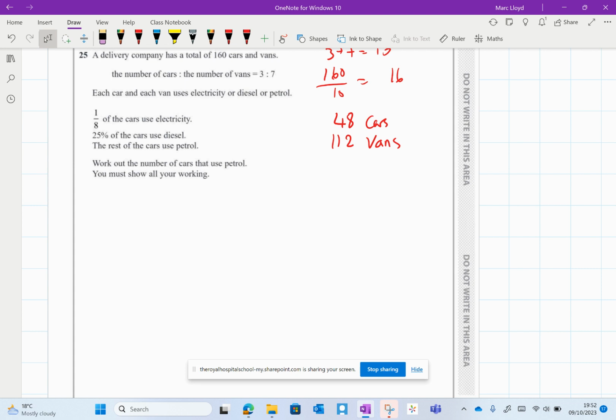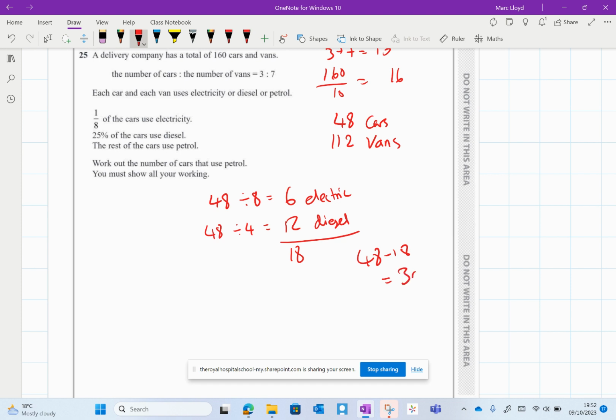Right, 1/8 of the cars use electricity. 25% of the cars use diesel, the rest of the cars use petrol. Work out the number of cars that use petrol. So when I've got 48 cars, I'm going to have to get rid of an eighth. 48 divided by 8 is 6, so 6 electric. 48 divided by 4 will give me 25%, which is 12. So that's diesel, which means there's 18 in that bracket. And then 48 take away 18 is 30 cars on petrol.